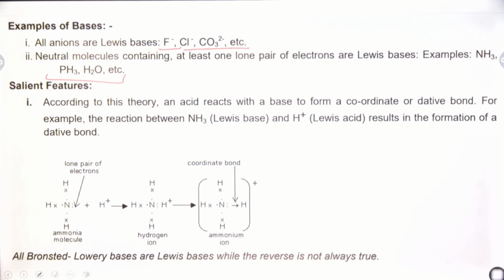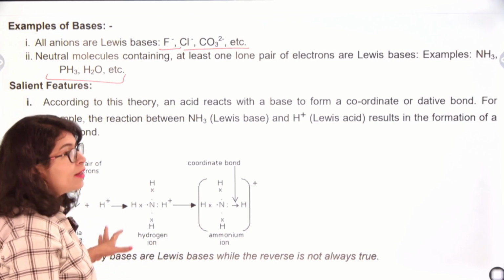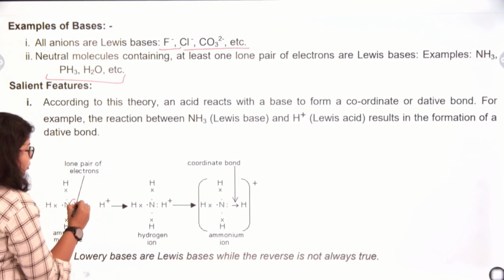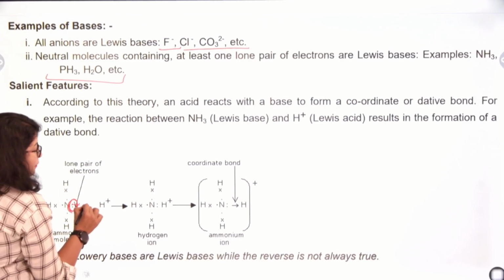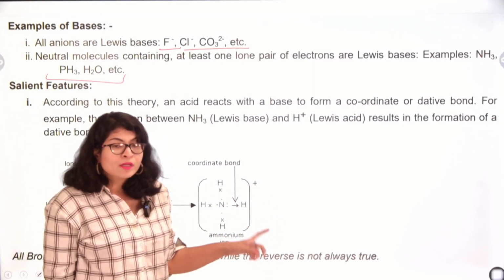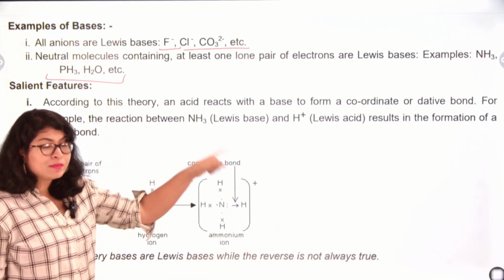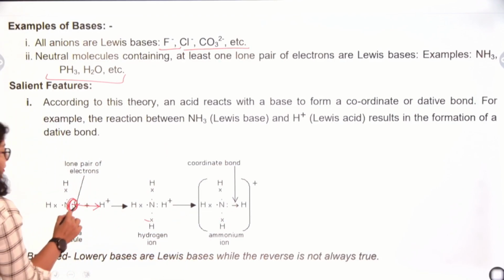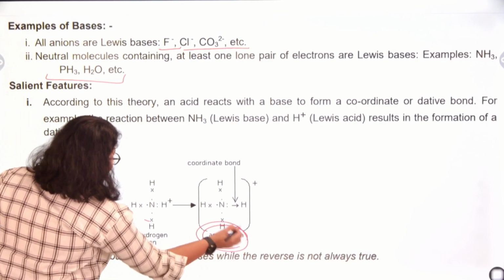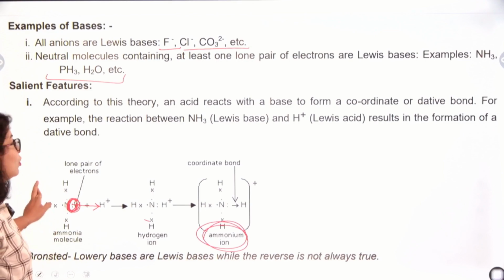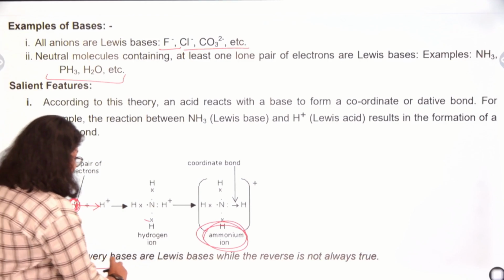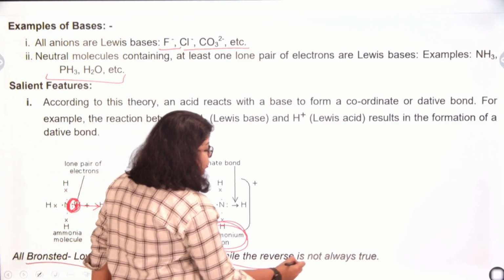According to this theory, an acid reacts with a base to form a coordinate or a dative bond. For example, the reaction between NH3 and H plus. Now, NH3 has a lone pair of electrons. It gives its lone pair to H plus by a coordinate or dative bond, to give you the ammonium ion, and therefore it falls under the category of Lewis bases. It is an electron donor. All Bronsted-Lowry bases are Lewis bases, while the reverse is not always true.